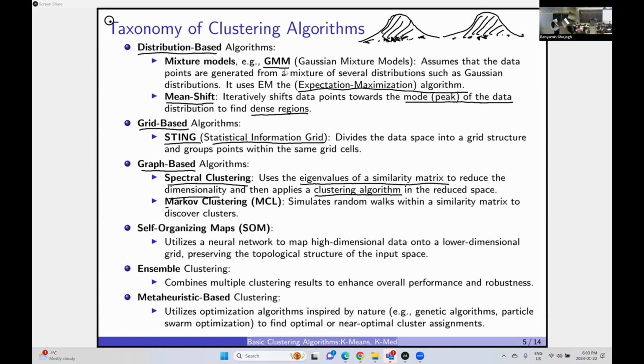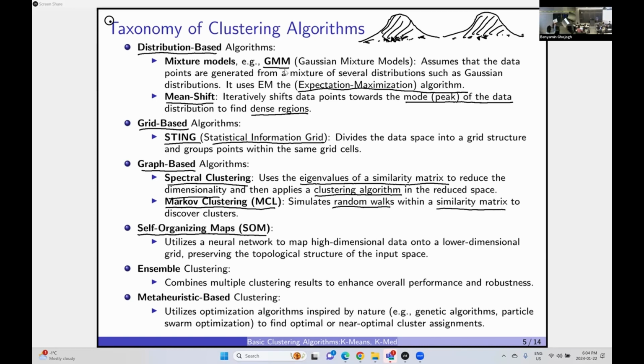Markov clustering, MCL, simulates random walks within a similarity matrix to discover clusters. What is a random walk? Assume we have a graph. Then I randomly walk from every vertex to an adjacent vertex, and I can do it probabilistically. So it's a random algorithm. That's a random walk: you walk through the graph randomly based on some probabilities. And they do that for finding clusters.